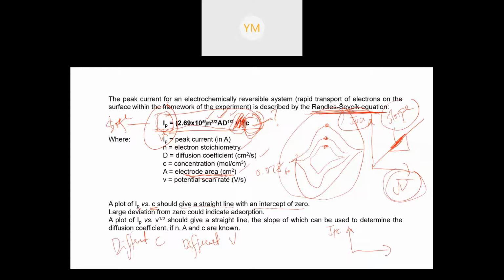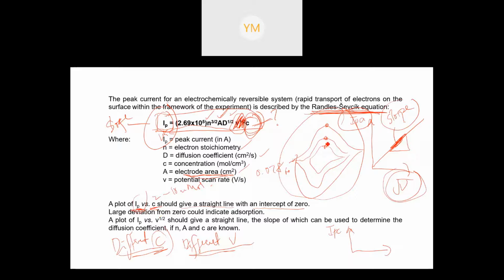If you look at the lab assignment that you are going to submit, there are two parts. Part A, I think, is about different concentration. Then it's different scan rate. So first, if you plot IPC versus C, from 2 millimole to 10 millimole, you can get IP.